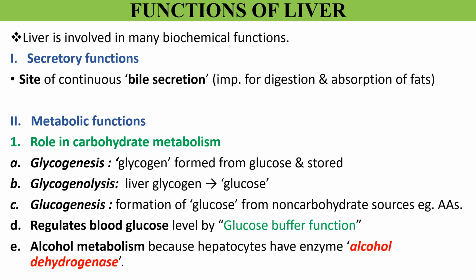The liver acts as a glucostat organ in three ways. First is by the process of glycogenesis. Glycogen is formed from glucose and is stored in the liver. Second is by the process of glycogenolysis. The liver converts the liver glycogen into glucose. And third, by the process of gluconeogenesis, glucose is formed from non-carbohydrate sources like amino acids. Now, the liver is the main site of alcohol metabolism also, as the hepatocytes contain the enzyme alcohol dehydrogenase necessary for the reaction to take place.